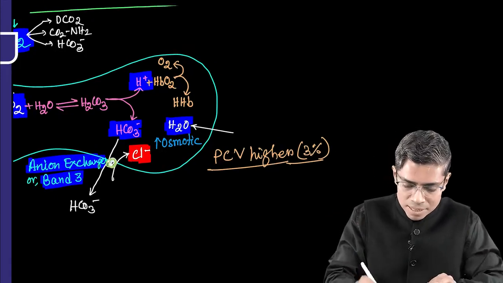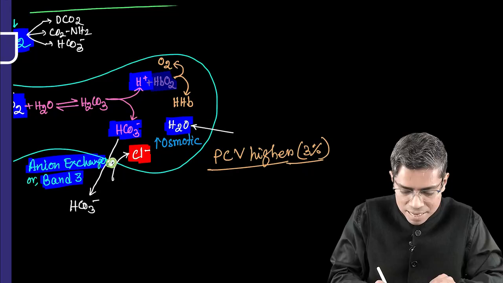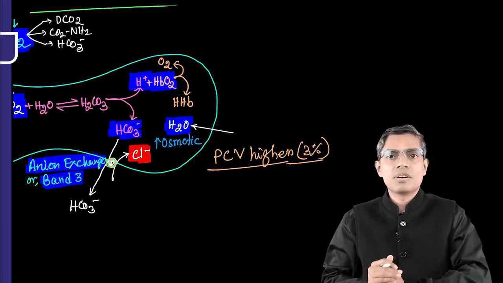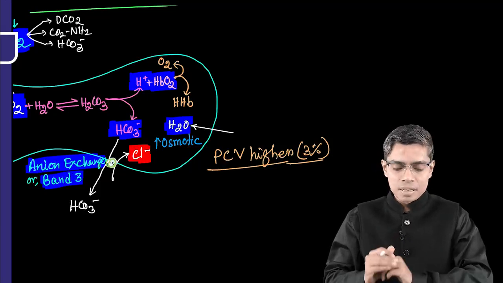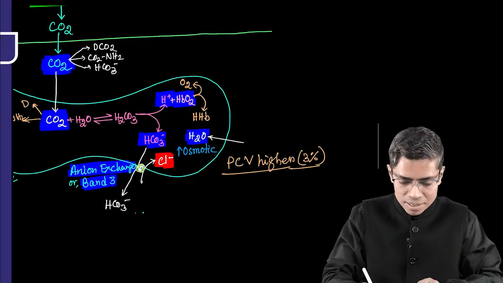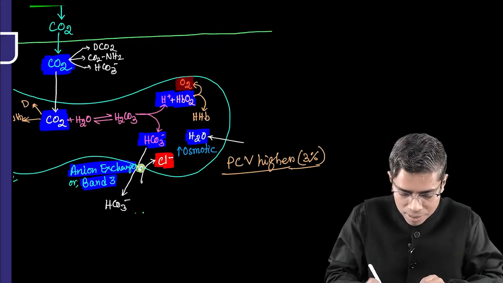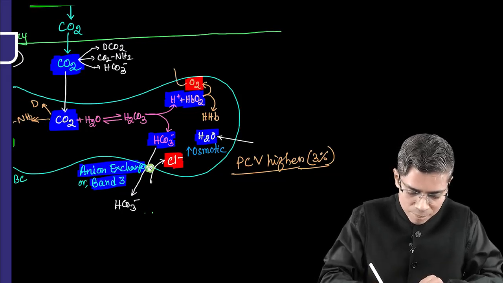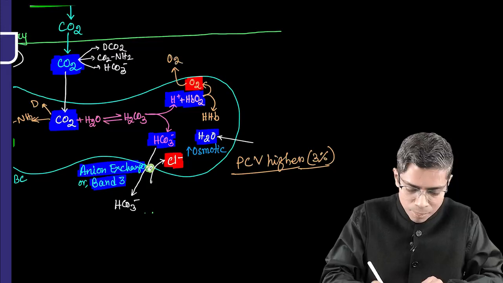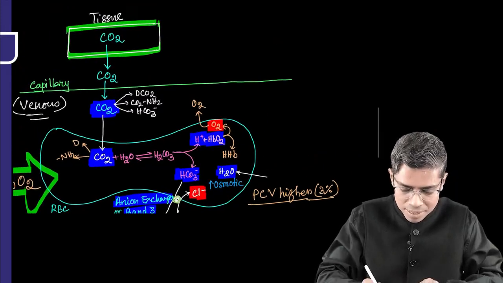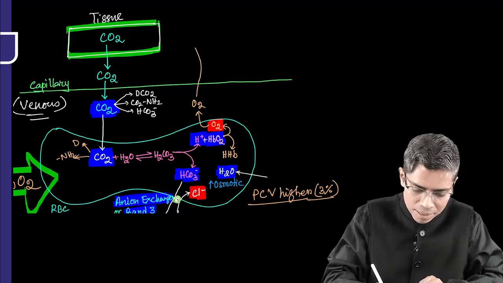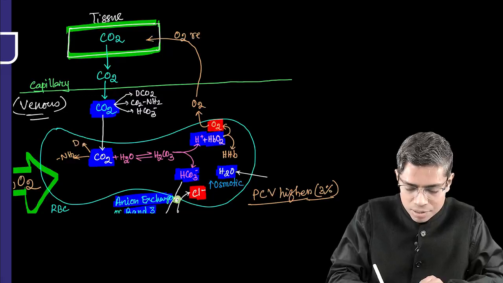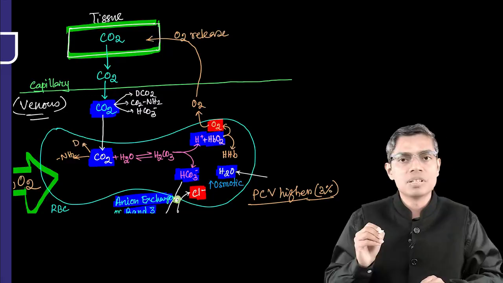So whenever this H plus ion is reacting with this HbO2, it is producing oxygen and deoxygenated HHb. Now this oxygen, obviously, is a gaseous molecule, so it will easily penetrate the RBC membrane, then reach the level of plasma, then easily penetrate the capillary membrane, and this oxygen will be delivered. Oxygen release will occur at the level of the tissue.